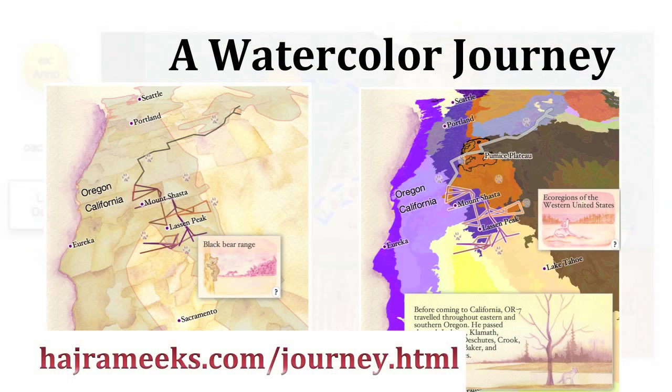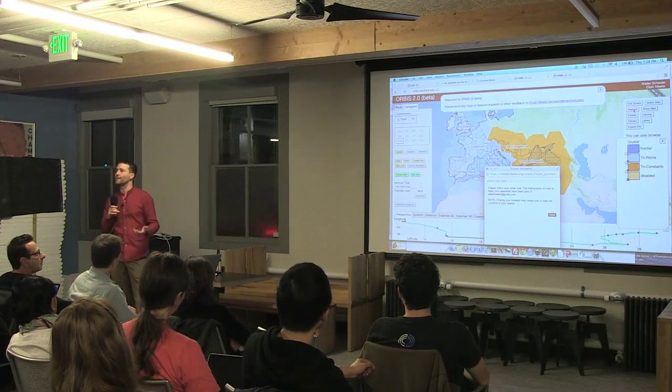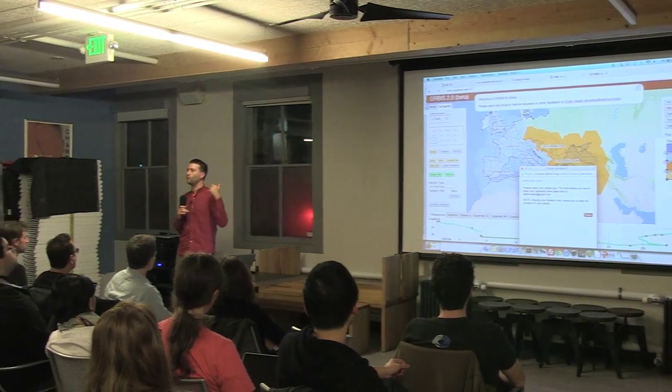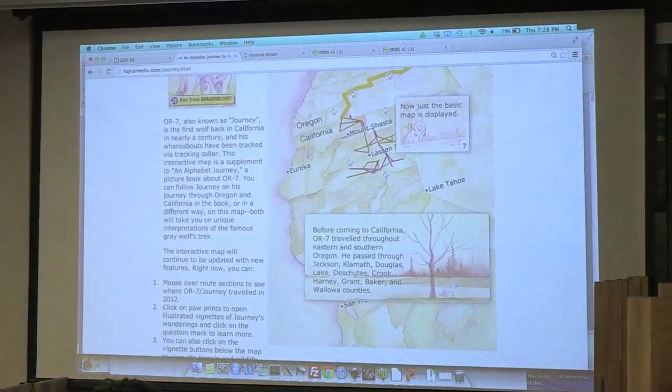Another smaller example is a piece of information visualization that I did with my wife for a picture book about the wolf OR7, the first wolf back in California. For those of you who don't know, some wolf wandered into Oregon, and then wandered out of Oregon and into California and wandered around all of California. And you could actually, if you spent the time, like I did, find out its rough coordinates, and track its path. And you could find out where it was during particular parts of the year in 2012. And so this is a model of this.